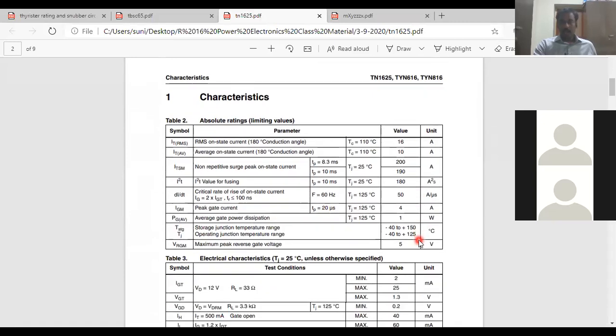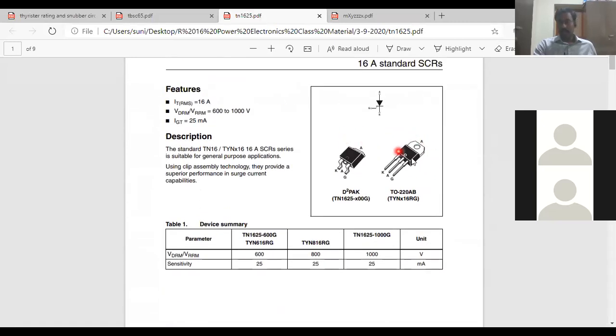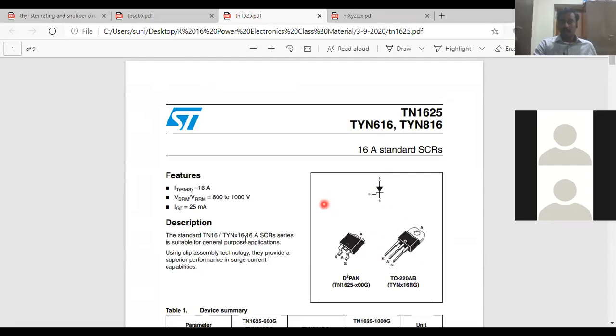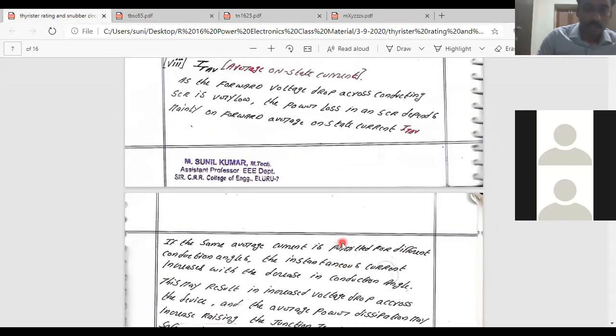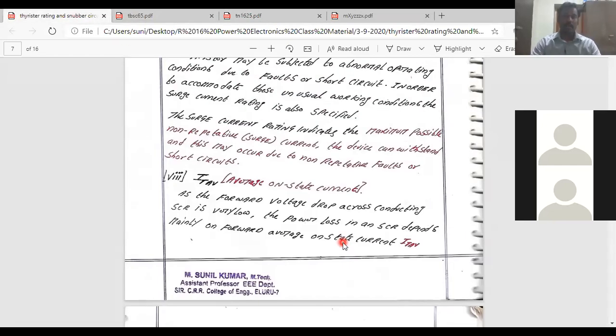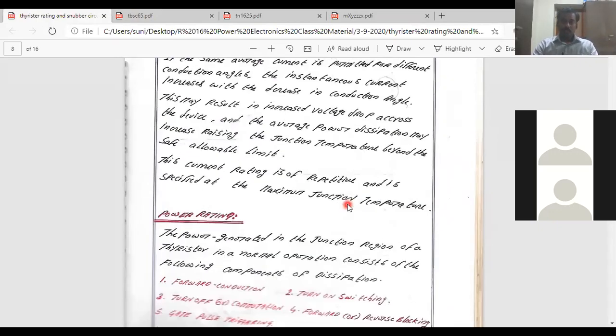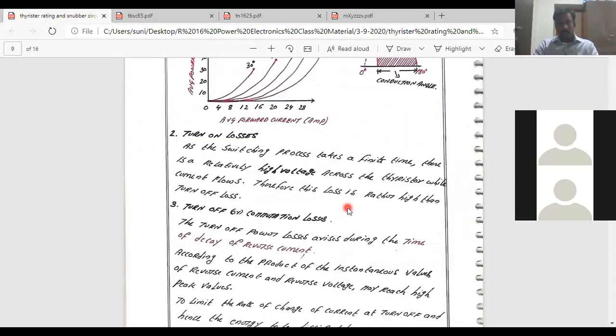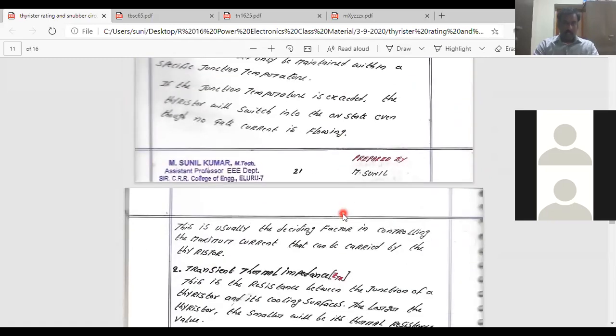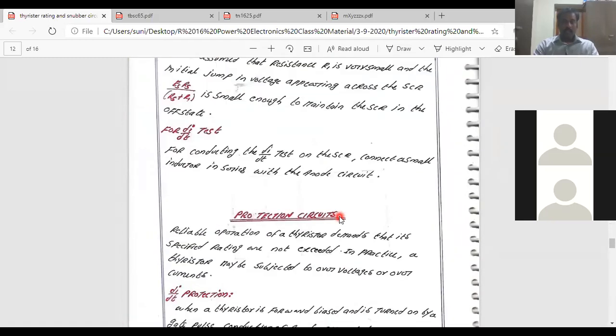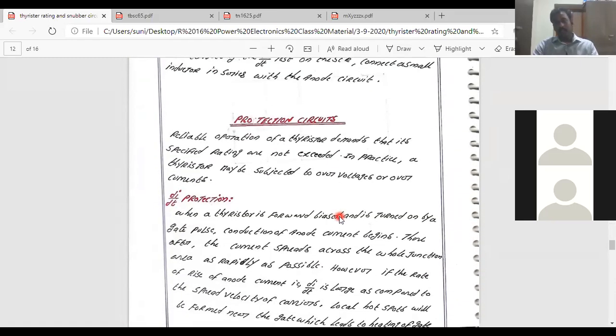Okay, and you may have different packages available. One is going to be this D square packing, and the other one is going to be TO 200 packing. This is going to be the specifications we are going to consider. Whenever we need to choose, we need to consider all these specifications. Then the other thing is going to be protection.